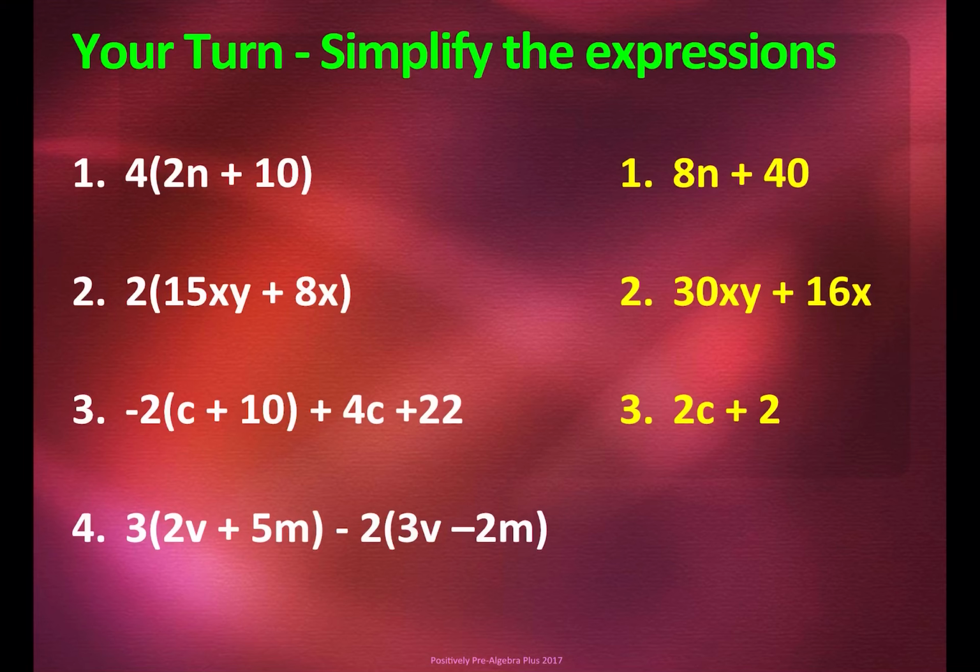And my last one, I need to distribute the 3 into the 2b plus 5m, so that would be 6b plus 15m. And then I also have to distribute the negative 2 into the 3v and 2m. So that would be negative 6v, and then negative 2 times negative 2m would be positive 2m. So then I can combine my numbers together, and it's going to be 19m.